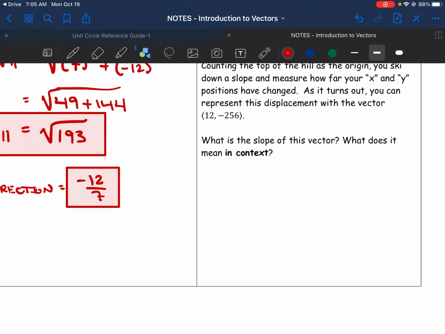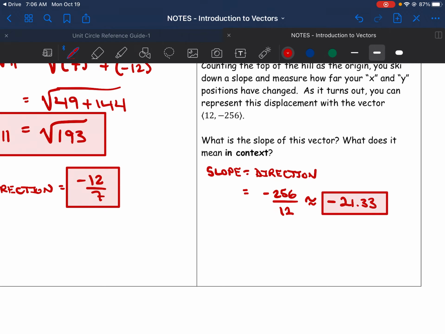Well, we already know that the slope of the vector is representing the direction, so slope equals direction. And we know the direction is going to be the y component, negative 256, divided by the x component, which is 12. Well, negative 256 divided by 12. Let's go ahead and approximate that. This isn't an application problem, so we want to approximate it as a decimal so that it makes a little more sense to us. This would be about negative 21.33. So this is the direction, negative 21.33 here, or the slope.